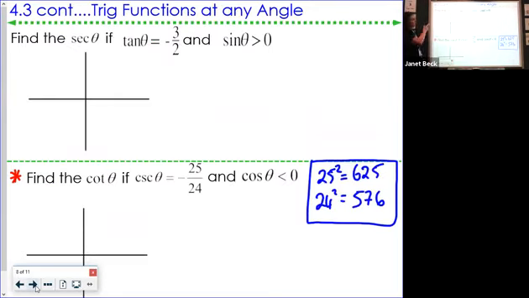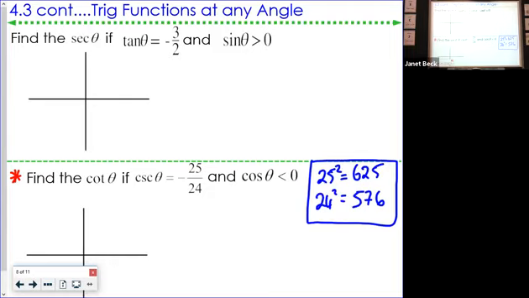Okay, let's do this top question here. Write down that information. This is quite a long question. There's a lot to think about for this. The question sounds simple. Find the secant of theta, okay? But we've been given all sorts of information. We know that the tangent of theta is negative 3 over 2, and that the sine of theta is greater than 0. The sine is positive.